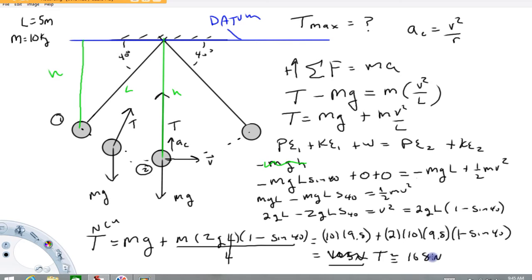So, again, let me go over the highlights of this problem. Imagine this mass going back and forth. Its speed would be at the highest at the bottom, and that's pretty much why the tension is largest at this position. To find the maximum tension, I drew a free body diagram at this position, which had two forces.